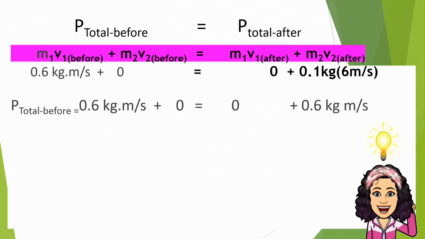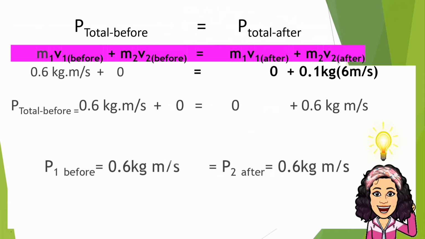So from that, we come up with this answer there. The momentum before, which is 0.6 kilogram meter per second, is also equal to the momentum after collision, which is also 0.6 kilogram meter per second. And this explains our law of conservation of momentum.